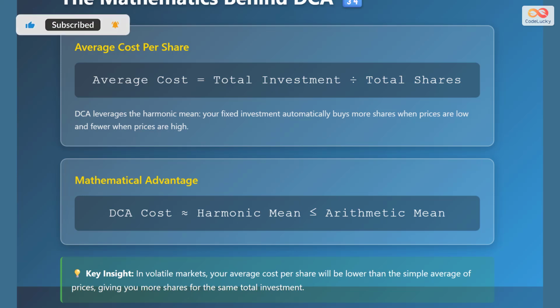The key mathematical insight is that DCA cost approximates the harmonic mean of prices, which is always less than or equal to the arithmetic mean. In volatile markets, your average cost per share will be lower than simply averaging the prices you paid. This gives you more shares for the same total investment, a genuine mathematical advantage that compounds over time.